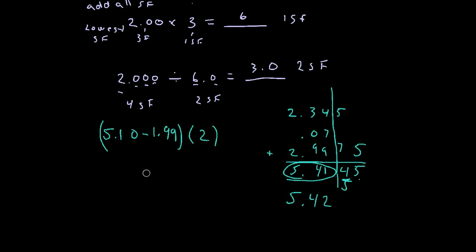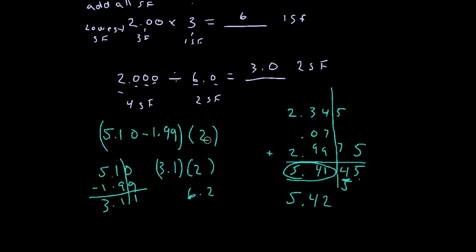How many significant figures are we going to have? Well, you would line up 5.10 minus 1.99. You're going to draw your line there. We're only going to go to the tenths place on the decimal point. So that's going to end up being 3.11 by the time you're done, but we're only going to say 3.1. So let me write it over here where you can see it. So 3.1 times 2.